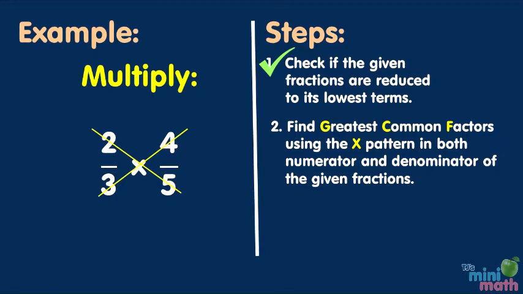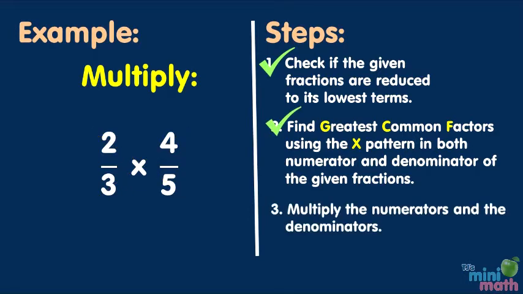Okay, so since there's no GCF between 2 and 5 and another pair 3 and 4, then we are going to proceed to step 3. We are going to multiply the numerators and the denominators. So we have 2 times 4, that is equal to 8, and 3 times 5, that is equal to 15. That is our answer.